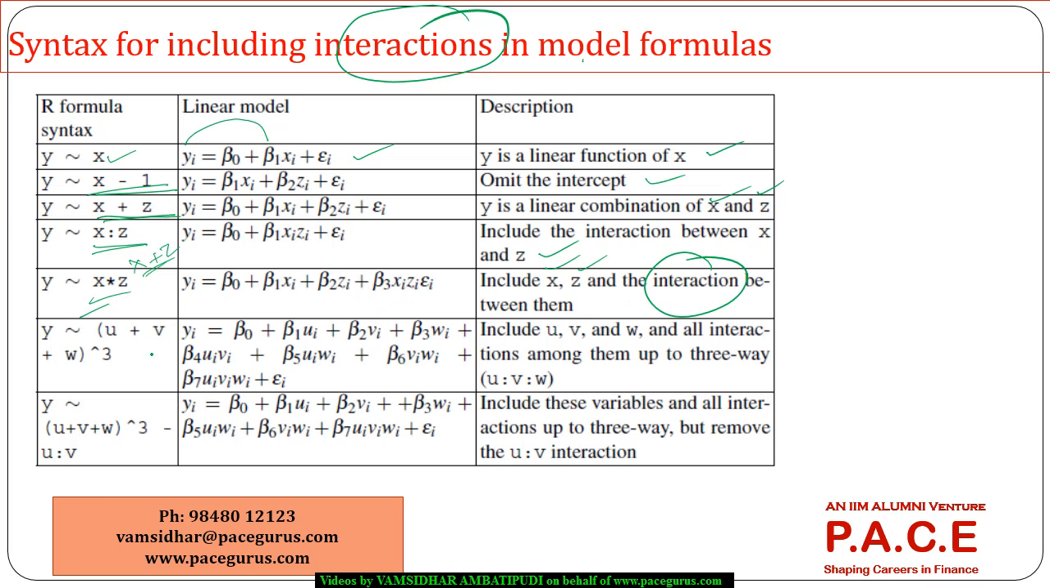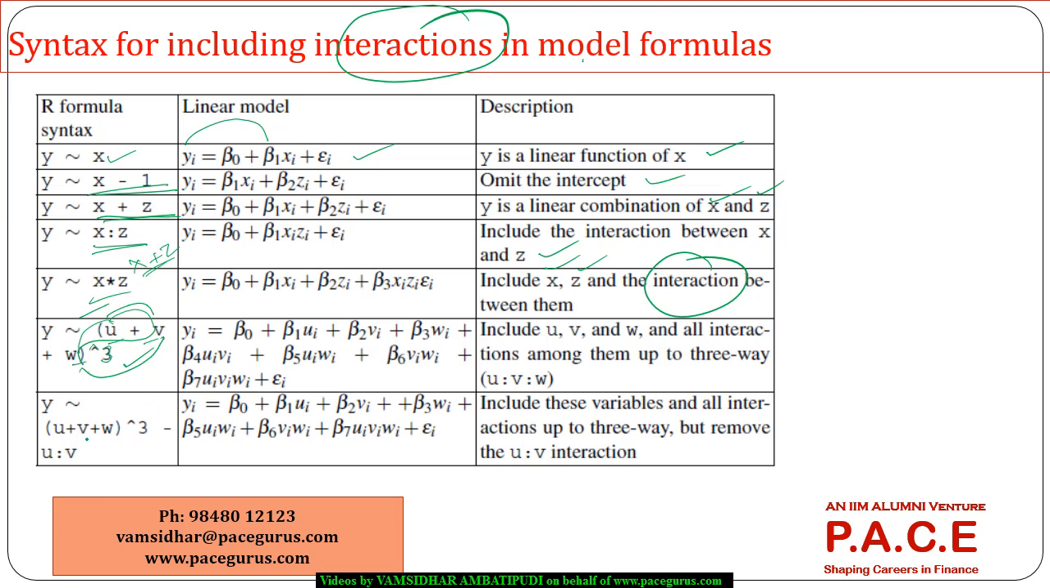Then if I say u plus v plus w, and if I raise it to the power of 3, it means up to 3-way interactions, everything will be taken. U, v, w, their main effects, then uv, uw, vw, their interaction effects, and even uvw, which is a three-way interaction effect. All are being considered when we are saying u plus v plus w raised to the power 3.